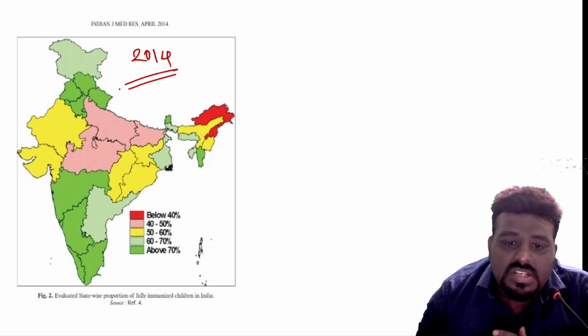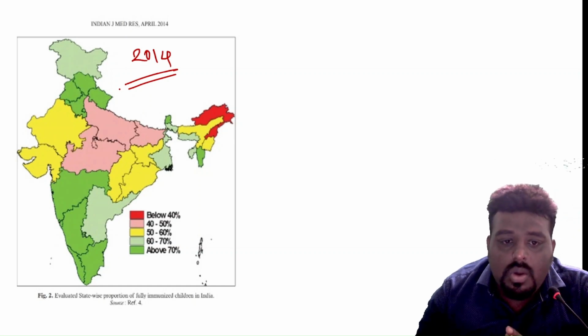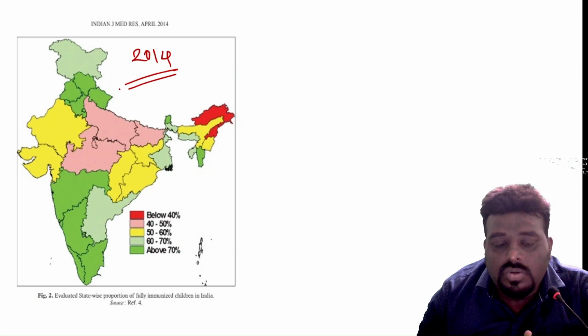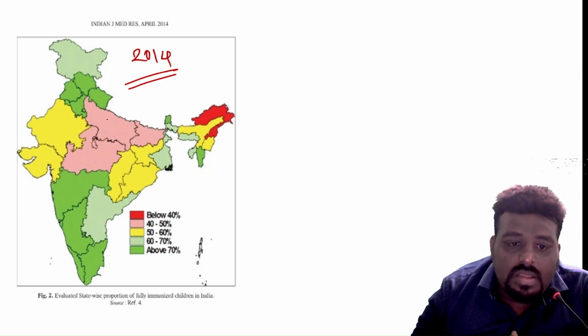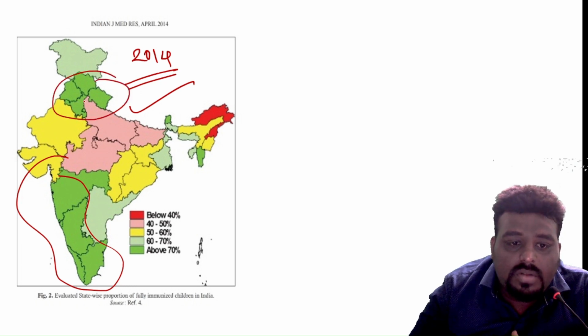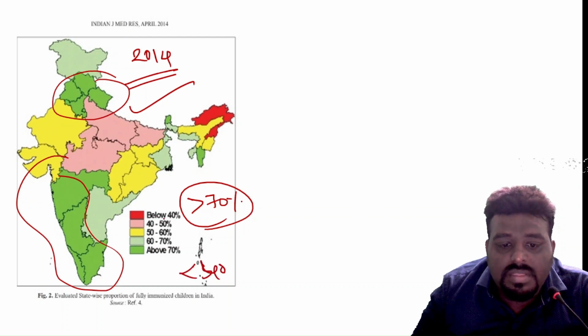Now, in the year 2014 they released a module showing how the immunization coverage was before the launch of Mission Indradhanush. As I said, Mission Indradhanush was launched only in 2014. Before 2014, how are we seeing this coverage? You can see the majority of South India and some part of the North had more than 70%. All others had less than 40, less than 50.